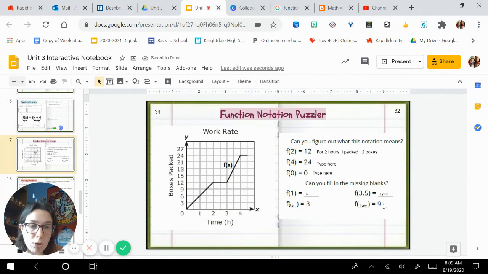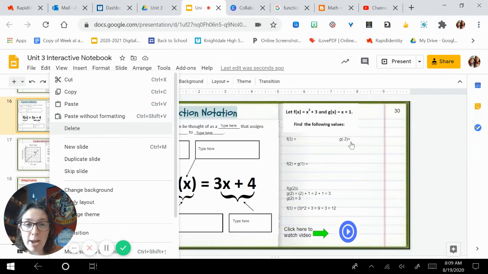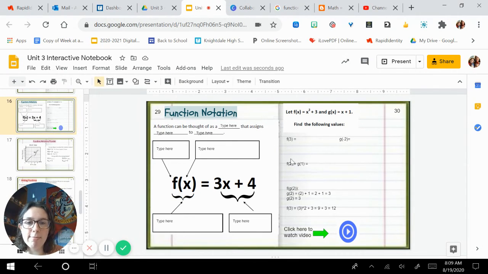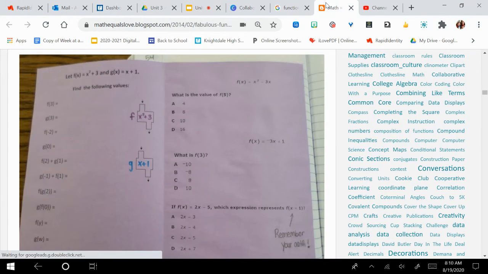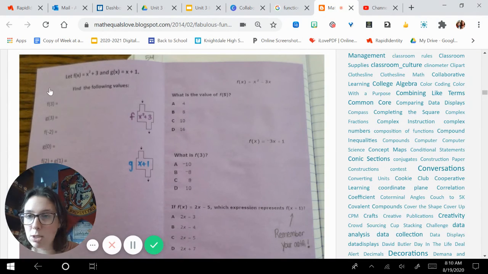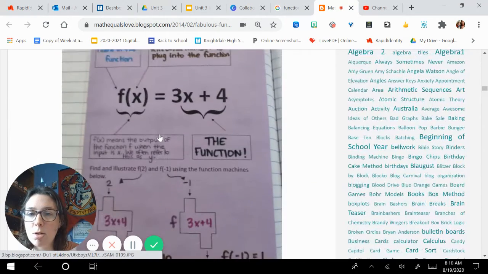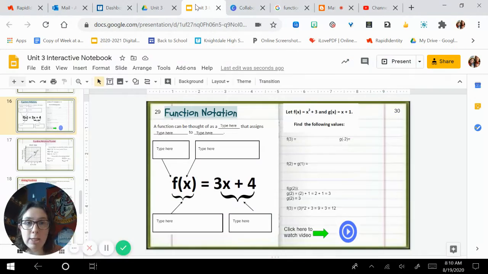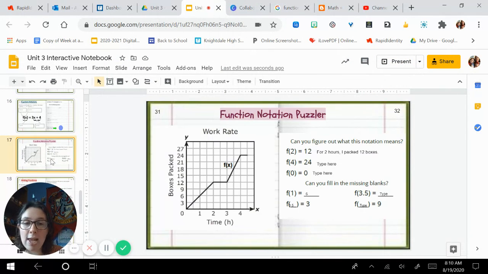You will also do this one, f of what gives you 9 boxes. Remember, you're going to finish up this page right here. Make sure you type these in from this page, fill it in, and then complete these 3 problems, and then do these 4 problems from the graph. And I will see you in the next video.